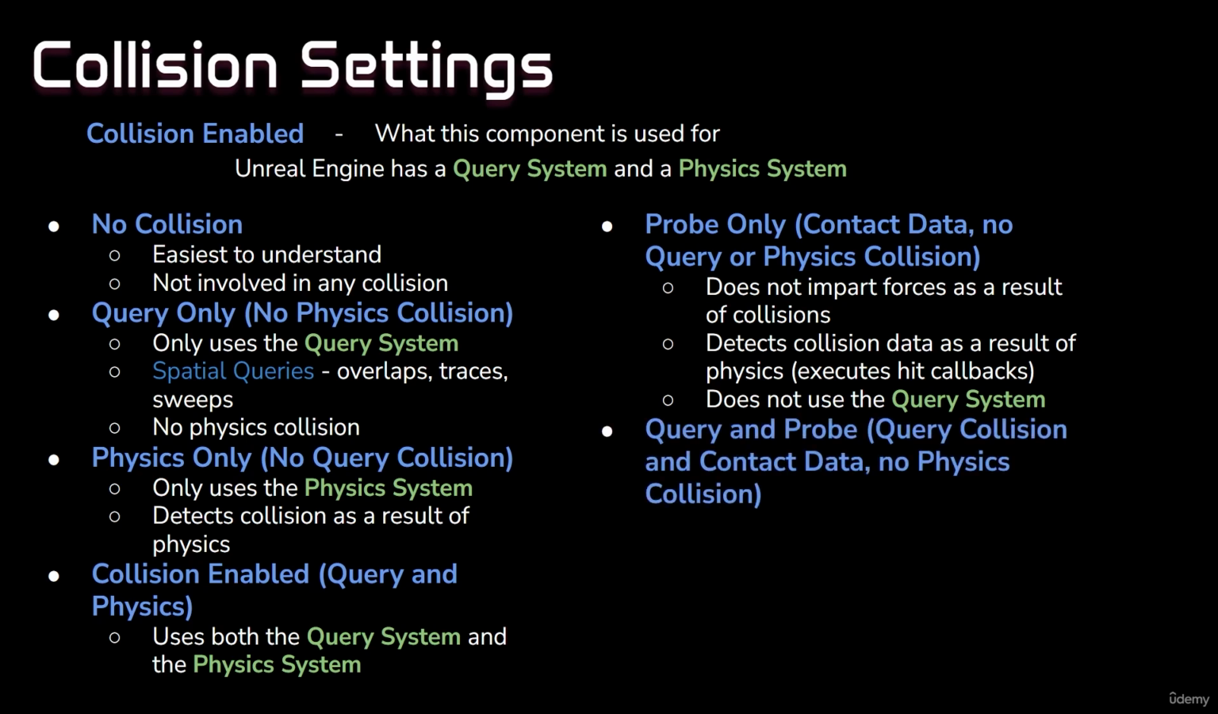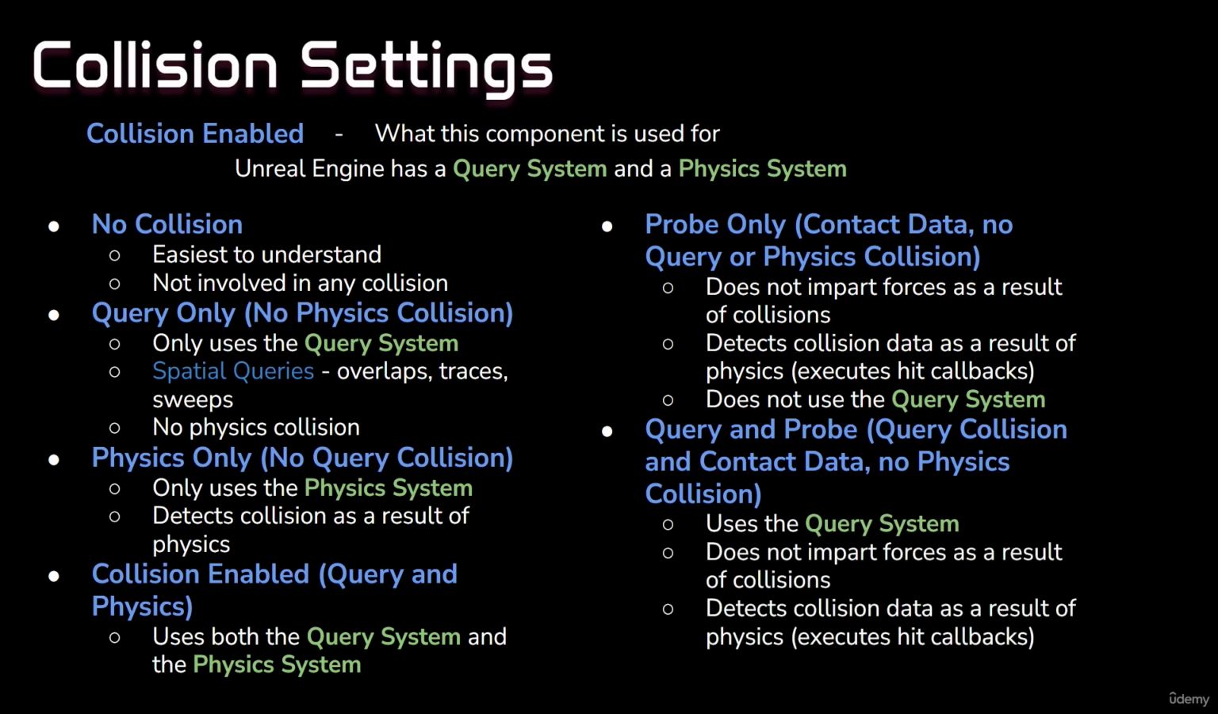And finally, we have query and probe, query collision and contact data, no physics collision. So objects use the query system and do not impart forces as a result of collisions. However, we can detect collision data as a result of physics, executing those hit callbacks. So the setting we choose for collision enabled is very important because it determines the types of calculations performed on the component in question. And this can be impactful on the performance of our game, so it's important that our objects only use what's necessary. And we'll get practice using these.